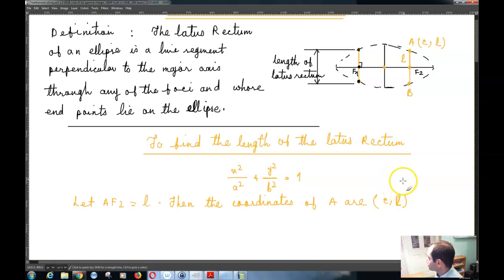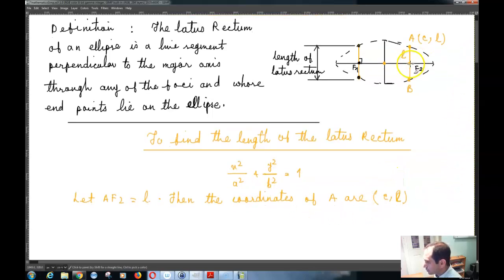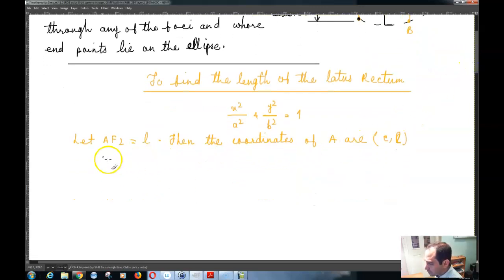And if you remember, we said that since the focus is at a distance of c from the center, in terms of eccentricity, it is at a distance of AE away from the center, because we defined the eccentricity E as C divided by A. That means that C is equal to AE. So then I can write this point as AE comma L.